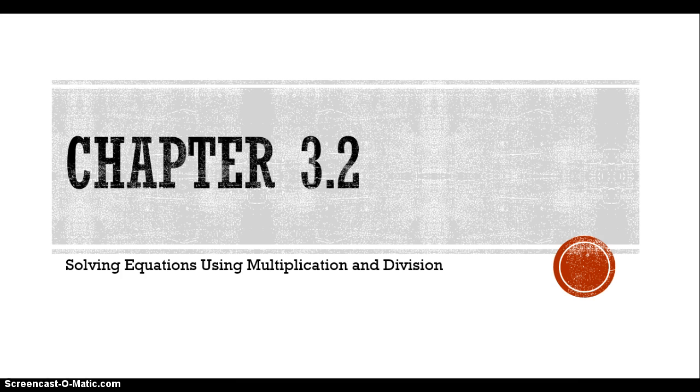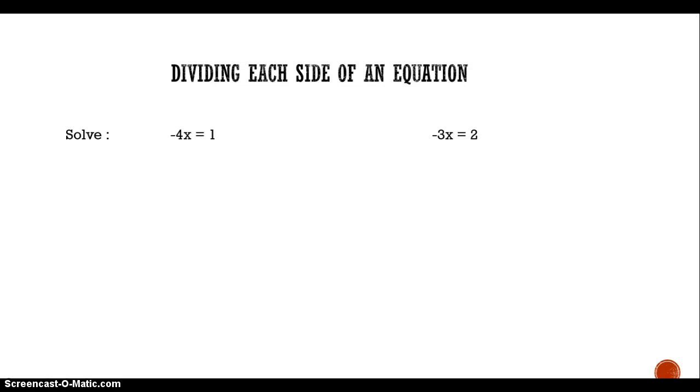So today, using multiplication and division. So dividing each side of an equation. So we can look at this and say negative 4x equals 1. And remember, negative 4 is the coefficient on this. So negative 4 times x equals 1. Remember, there's always a multiplication sign between those two terms right there. So to isolate the x, we have to use the inverse operation. So if it's multiplication, we're going to use division.